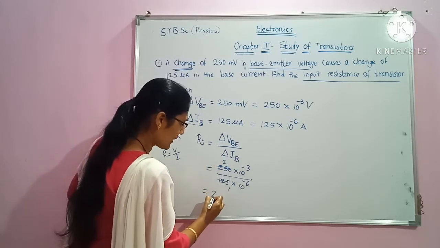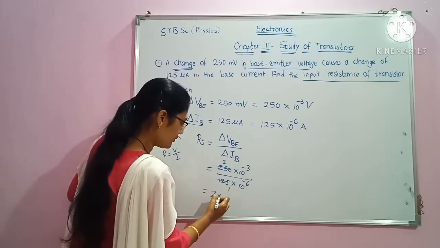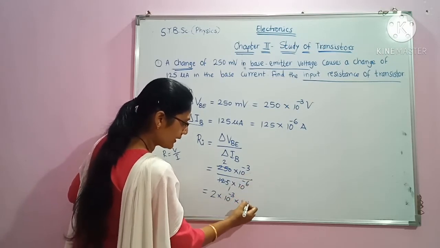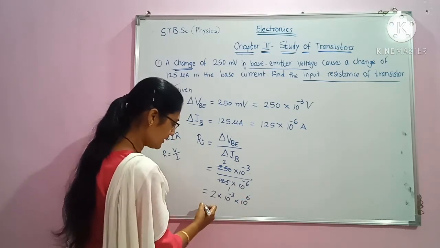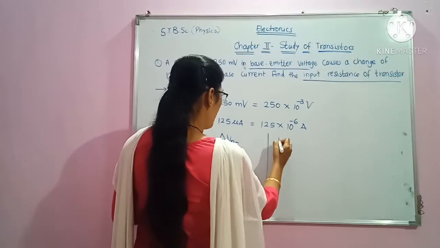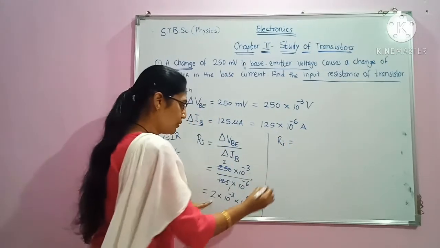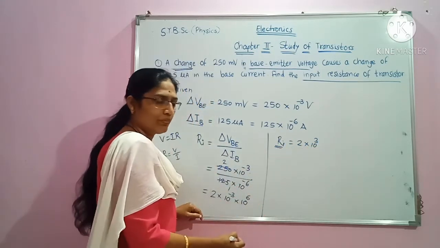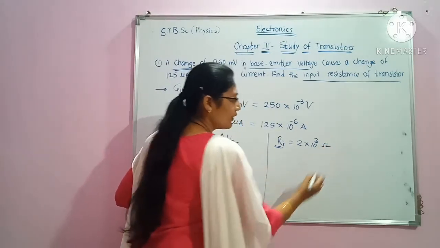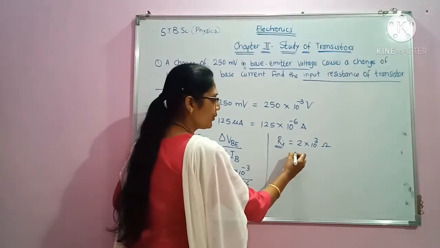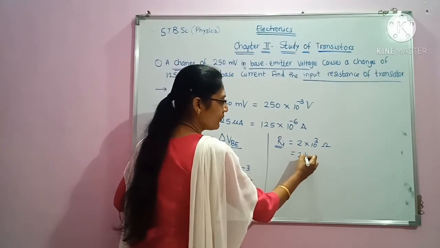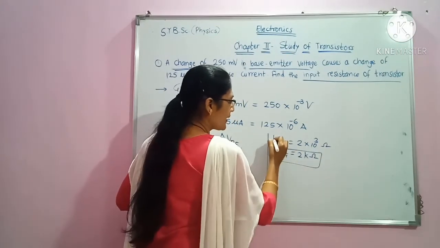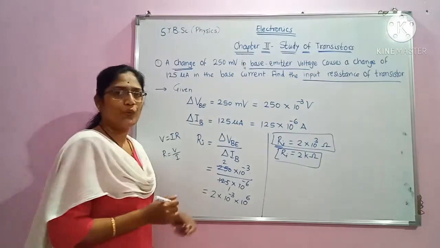So our value comes out as 2 into 10 raised to minus 3 into, now this goes up, 10 raised to plus 6, and this gives us the value of Ri as 2 into 10 raised to 3, and since it is resistance, its unit will be ohm. If you want to represent it in kilo ohm, then it will be 2 kilo ohm. Ri will be 2 kilo ohm, or 2 into 10 raised to 3 ohm.